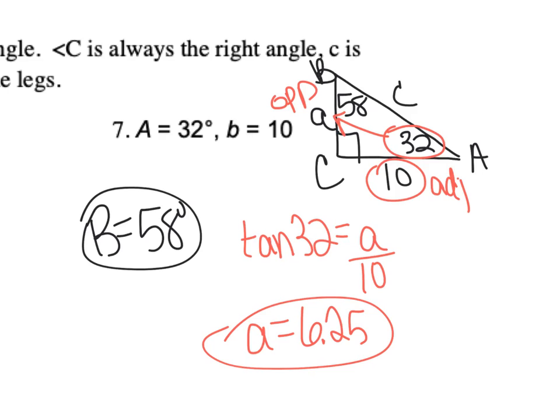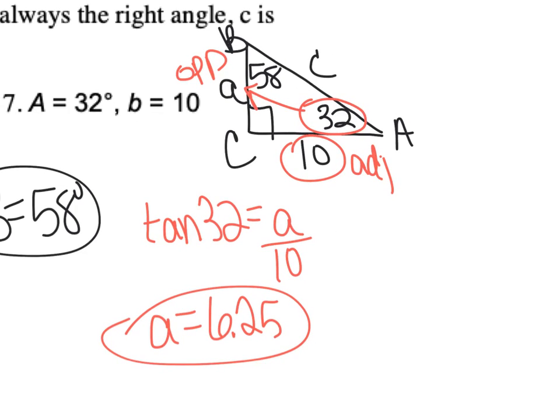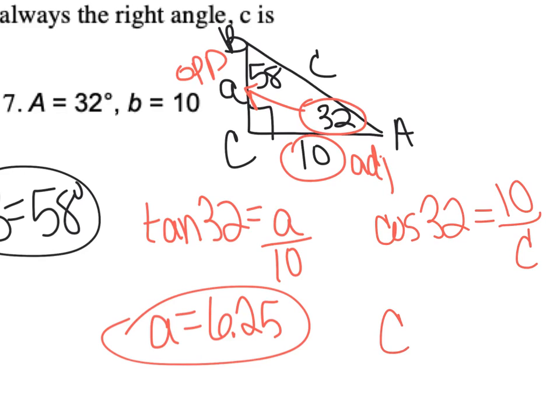Again, at this point, it might be easiest to use the Pythagorean theorem and say 6.25 squared plus 10 squared equals c squared. Or you can go ahead and use trig, in which case you'd have the cosine of 32, because if we're trying to find c, 10 is adjacent to it, and side c is the hypotenuse. So we're actually going to divide 10 by the cosine of 32, and we get 11.79.